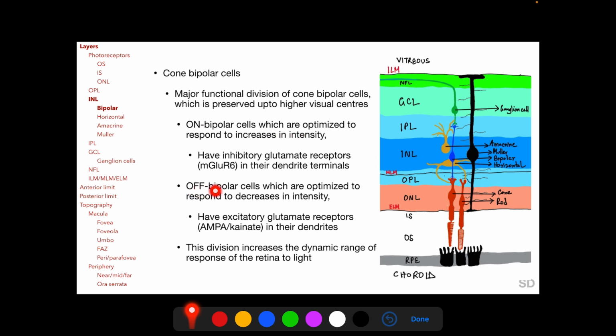On the other hand, off bipolar cells are optimized to respond to decreases in intensity, and they have excitatory glutamate receptors in their dendrites. So with decrease in light intensity, the photoreceptor is activated, secretes glutamate from its synaptic terminals, which in turn stimulates excitatory glutamate receptors on the off bipolar cells, and thus the off bipolar cells are stimulated when there is decrease in intensity of light.